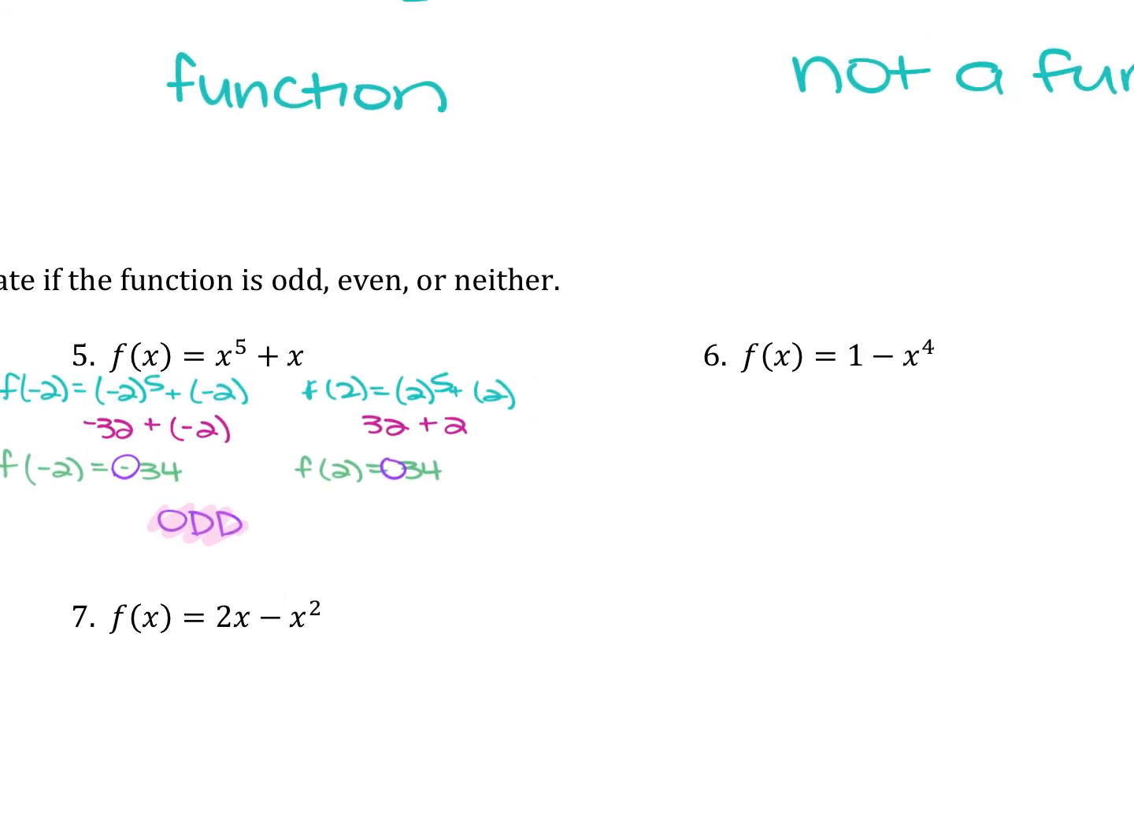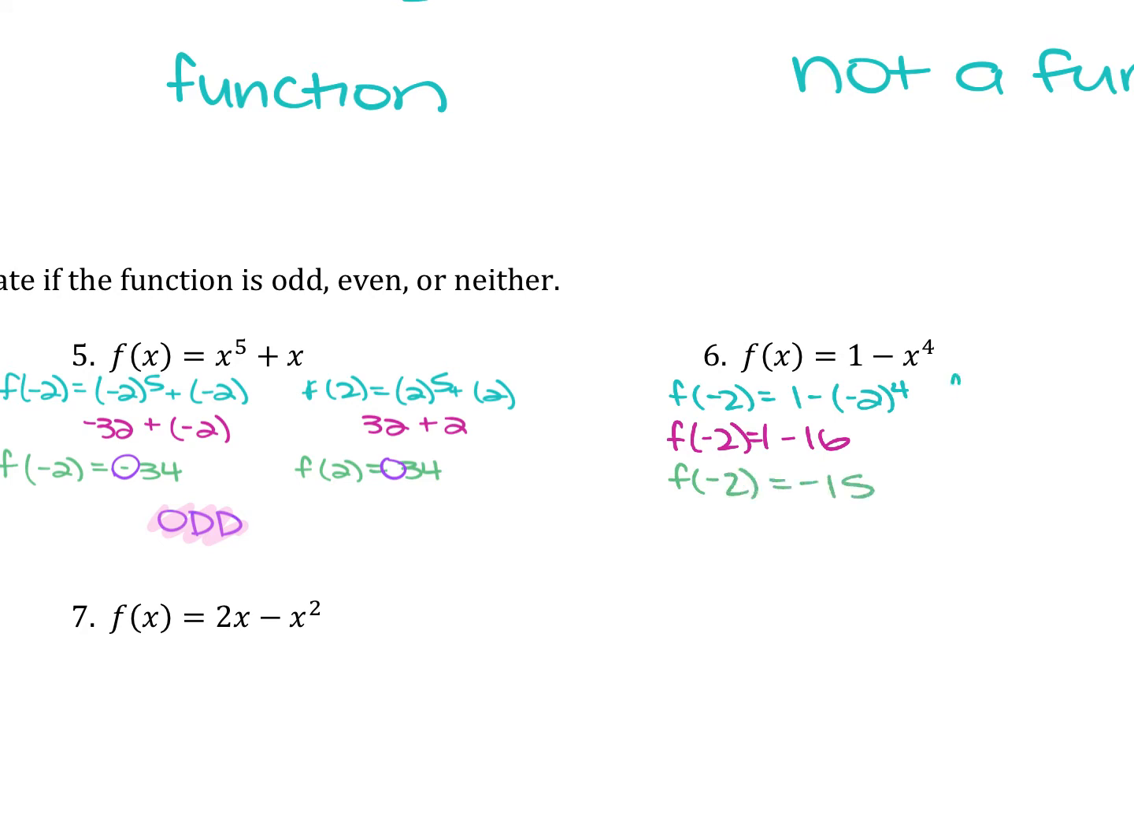For number 6, we're going to do the same thing. We're going to plug in the negative 2. We're going to plug in the 2. We're given f of x is equal to 1 minus x to the 4th power. So if we do f of negative 2, this is 1 minus negative 2 to the 4th power. The negative 2 to the 4th power is 16. So that gives us 1 minus 16, which is negative 15.